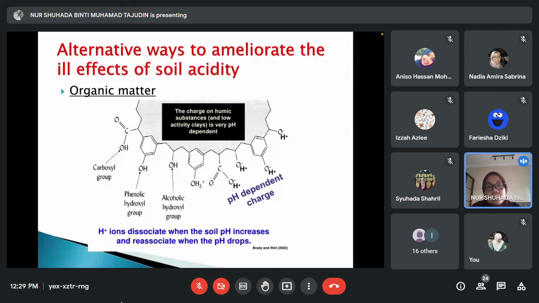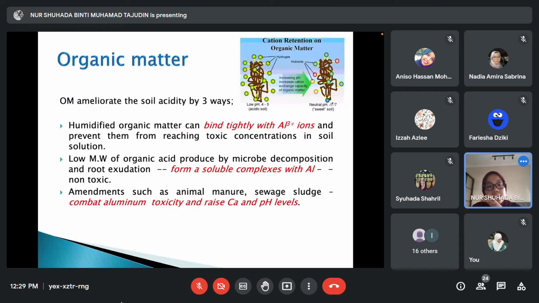Okay, besides that, also organic matter ameliorates the soil acidity by 3 ways. Okay, first, humified organic matter can bind tightly with aluminium ions, and it prevents them from reaching toxic concentrations in soil solution. Number one, maksudnya dia organic matter ni dia hold the aluminium ions.